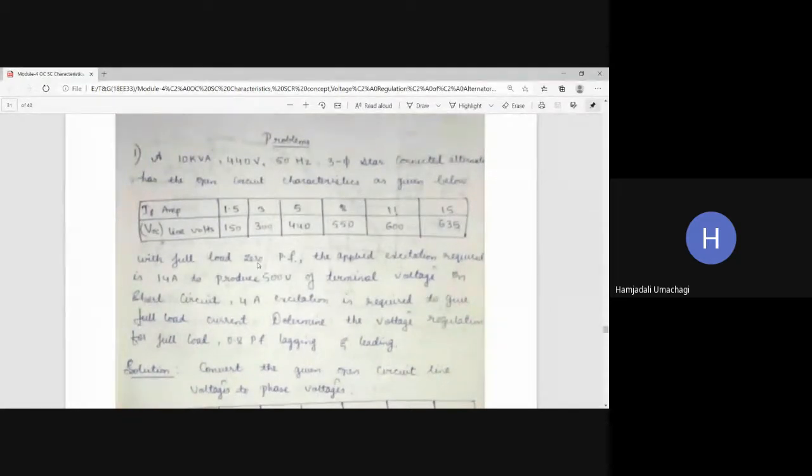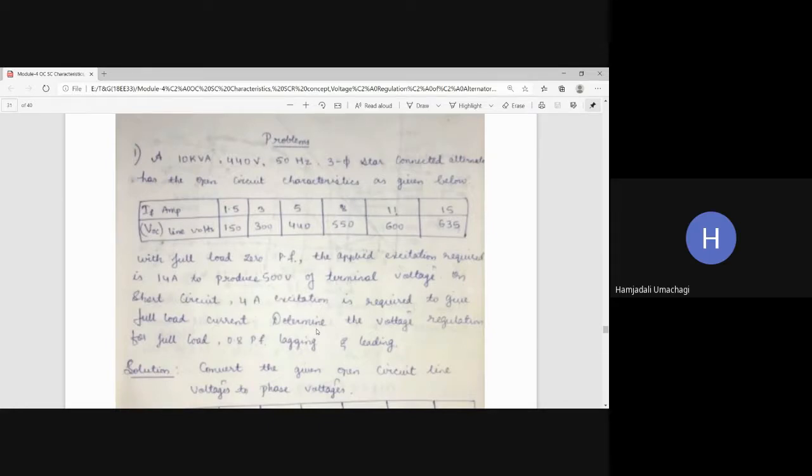With full load zero power factor, the applied excitation required is 14 ampere to produce 500 volts of terminal voltage. On short circuit, 4 ampere; short circuit means zero voltage. 4 ampere excitation is required to give full load current. So for 500 volts, the required field current is 14 ampere, and for the short circuit condition, that is 0 volts, the required excitation is 4 ampere. Okay.